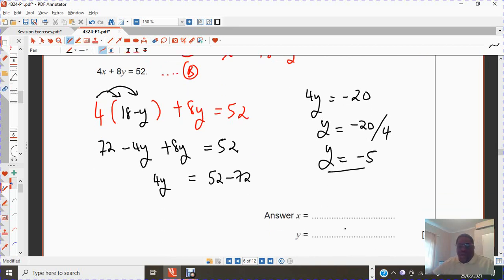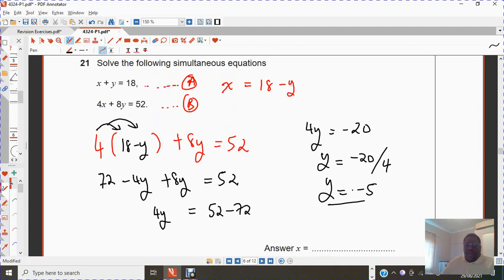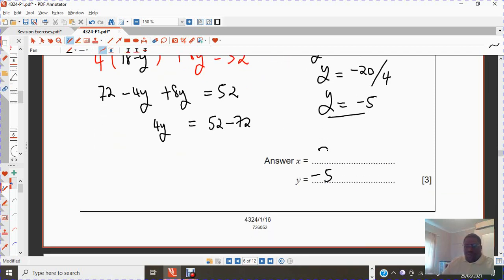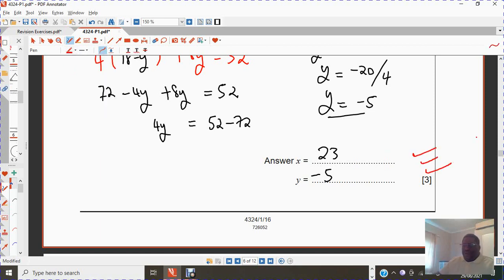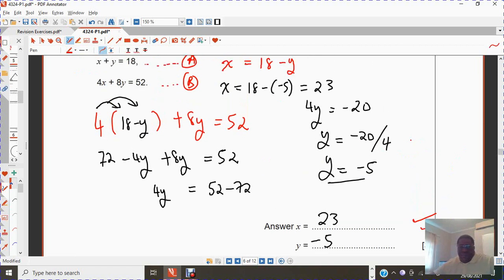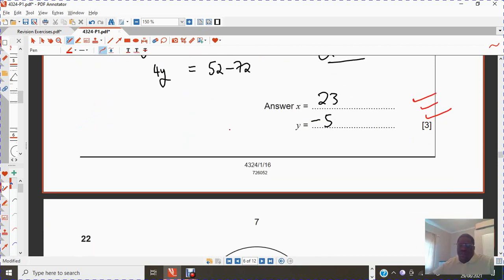So now that you know y is negative 5, you can actually calculate the value of x, and you already have x as the subject of the formula. So x will be 18 minus negative 5, which gives you 23. And that is the solution that we are looking for. Again, you could have used any other method to solve this particular question. You could have made the coefficients the same and eliminated; you should still get the same answer.